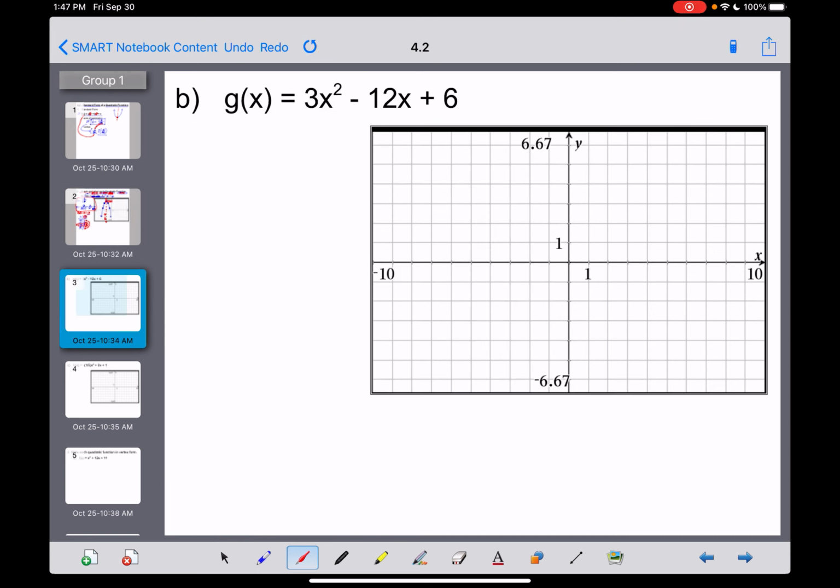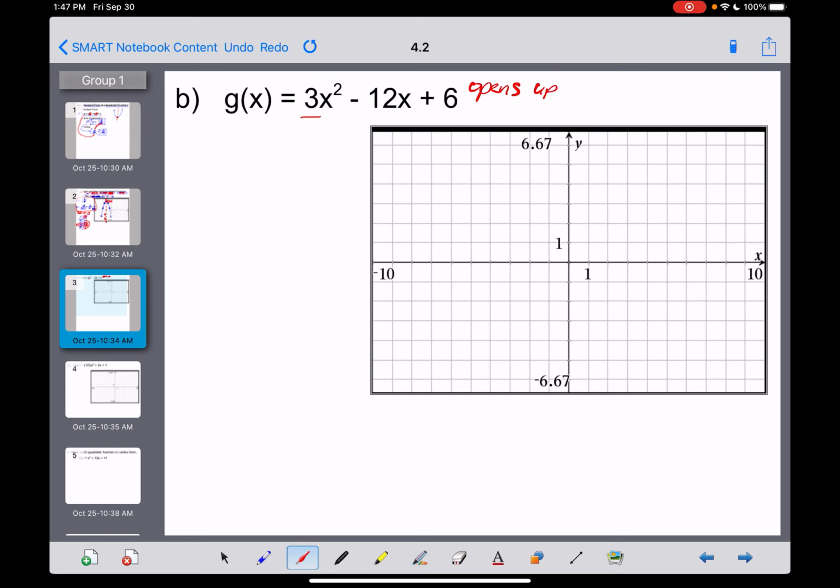All right, let's knock out a couple more here, guys. Okay, g of x is equal to 3x squared minus 12x plus 6. Here's what I'm hoping you guys can tell me. First of all, this thing opens in what direction? Since a is positive, it opens upward.